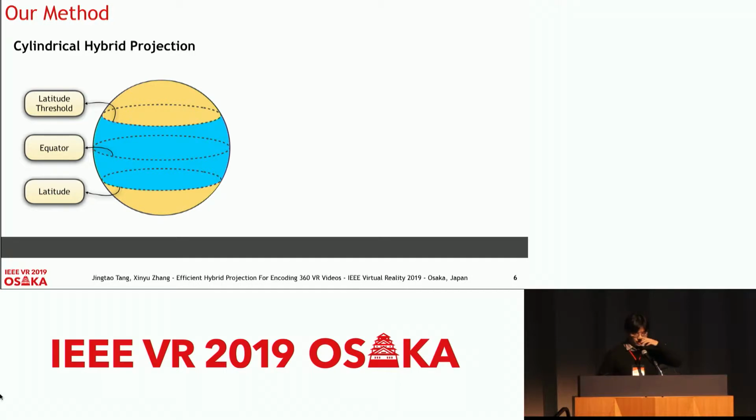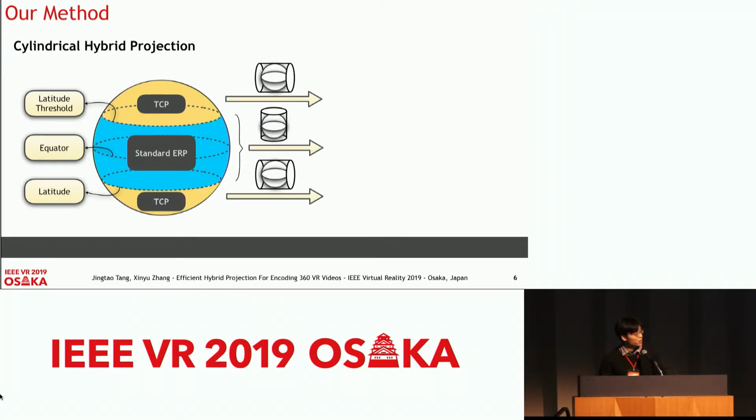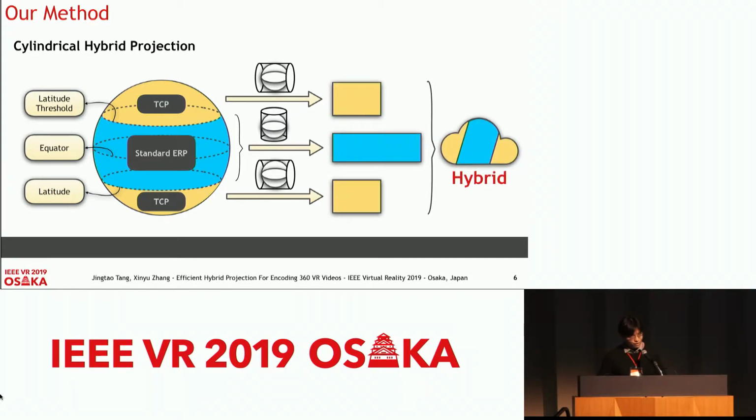Here we demonstrate our hybrid projection briefly. Firstly, we use a latitude threshold to divide the sphere surface into 3 segments. Then, using the conversion formulas mentioned in the last slide, we project the sphere surface into the corresponding 2D rectangles. After we get these 3 rectangles, we hybrid them into one compact rectangle.